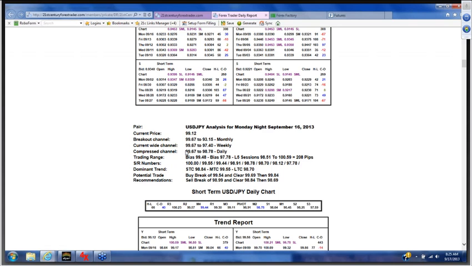We've seen that number quite a bit over the course of the last few weeks. It's really been struggling there. And 99.67 is lining up 3 of 3 channels, short-term, mid-term, and long-term. So 99.67, big number for us. Channel bottom, 98.78.